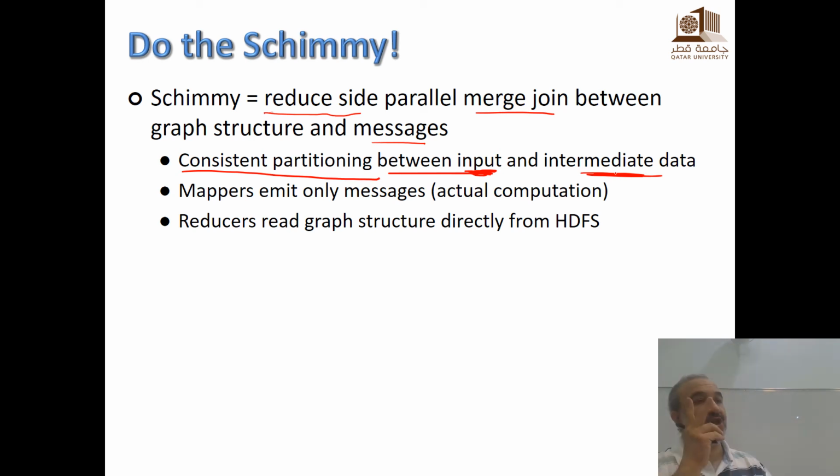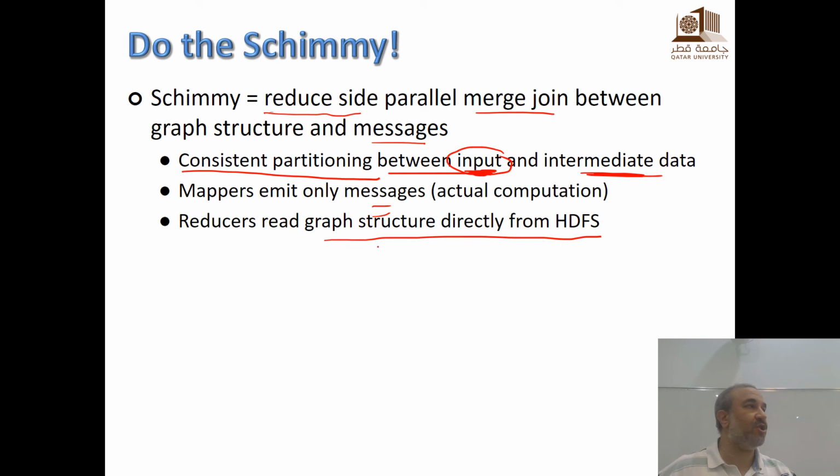Remember that we need two partitionings here, right? Partitioning of the graph, which is the partitioning of the input, because the graph is the input to every job here, right? So we have to partition the input, and the same partitioning has to be used with the intermediate data, because these are the two sides of the join. We are joining the graph and the messages from the intermediate output. So the mappers will emit only messages, and reducers will read graph structure directly from HDFS.